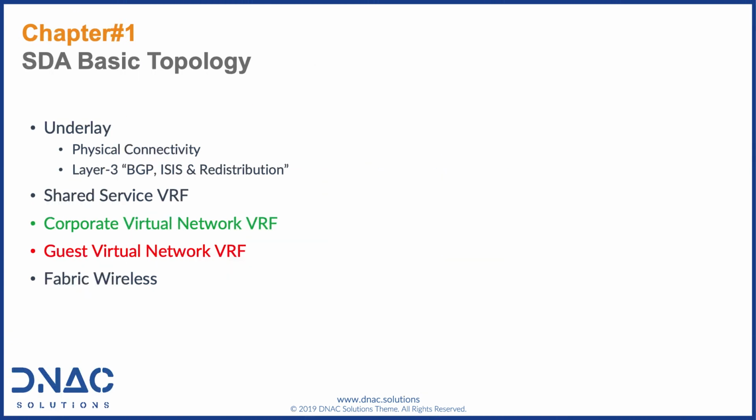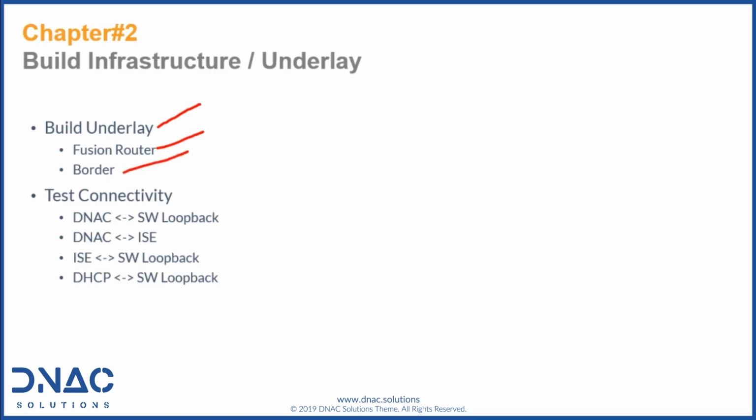Chapter 2. In this chapter, we are going to build the underlay step by step. We're going through the basic config for the Fusion router. Then we will configure the control plane and border from scratch. This will give us full connectivity across the entire network. Then we can start layer 3 connectivity testing.